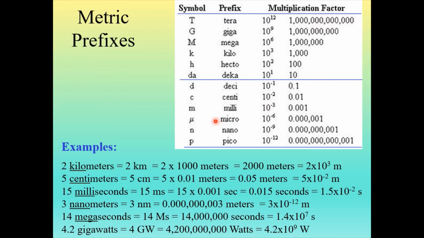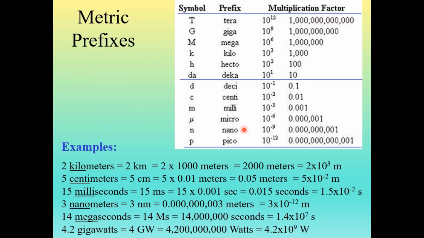Micro, which is 1 millionth, actually has a Greek symbol. It's the mu symbol. The lowercase Greek mu stands for micro, which means 1 millionth. So a micrometer, for example, which is also called a micron, is a unit of length equal to 1/1,000,000th of a meter.